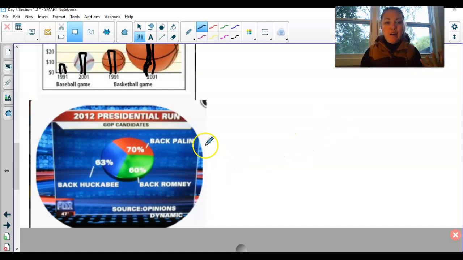I notice there's a pie graph, and then all of a sudden, people will notice, wait, this is a pie graph, and a pie graph should be out of 100%. And if you look at this, we have 63%, 70%, 60%. Watch out for math, okay? Now, I don't doubt these numbers, but I'm guessing they took it 70% of the red group backed Palin, okay? 60% of the green group and 63% of the blue group backed Huckabee, okay?